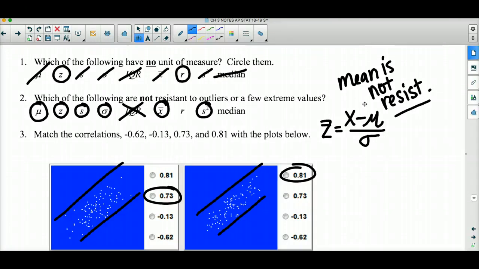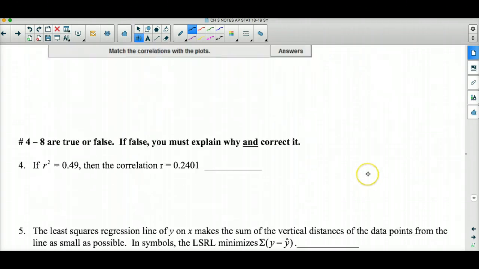Remember, people that fit well help our R. People that are outside hurt our R. So R is not resistant. And what about the median? Is it resistant? Yes, it is resistant, so I won't include it. That's kind of hard how it's like, will you include it, will you not include it? It's a wording thing. All right, scrolling down.